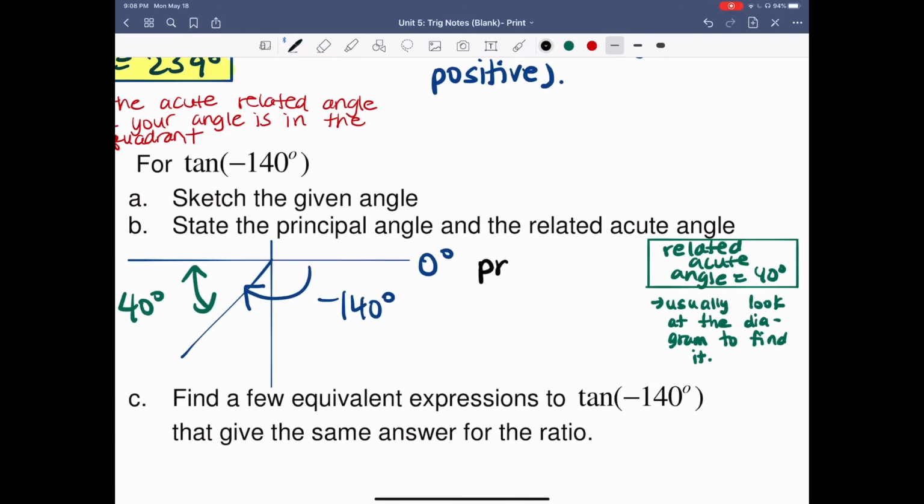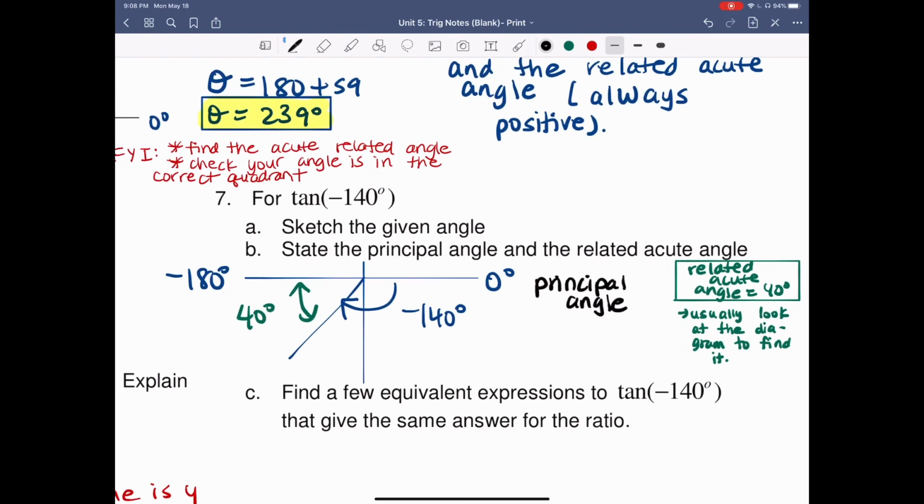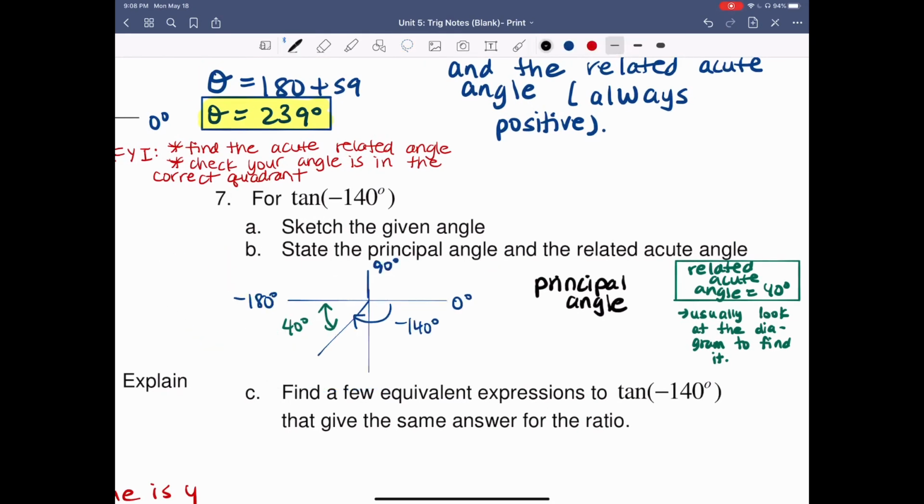Next, I have my principal angle. Well, what is my principal angle? If my related acute angle is 40 degrees, that means from here to here, that's the 90. From there to there is 180. And then 180 plus 40 is equal to 220. Another way you could have done it is you could have said 360 minus 140 right away. Many ways, as long as you're getting 220 as your principal angle.